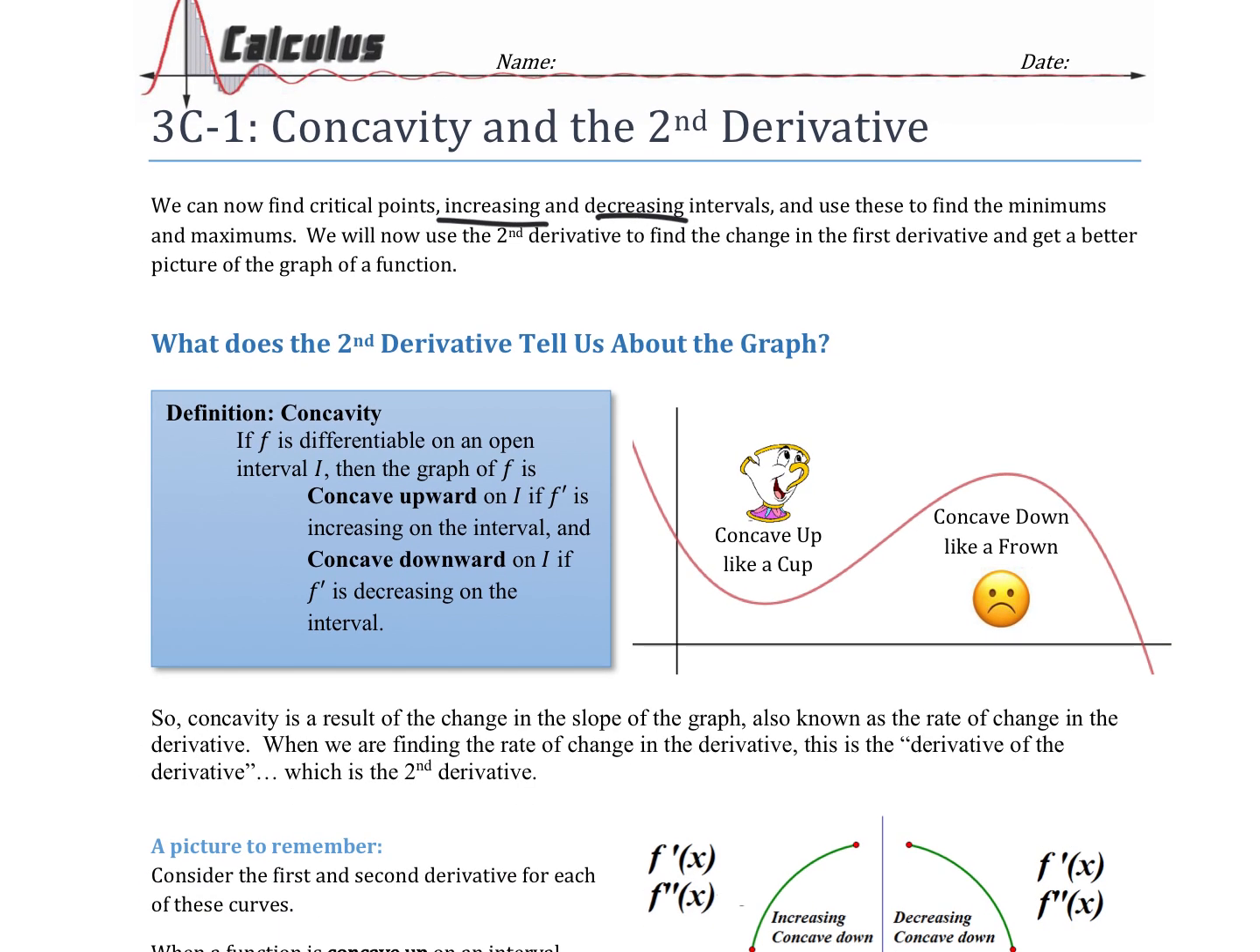Every function can be increasing and decreasing, and it also has what we call concavity. If something is scooping up like a cup, like if it rained, it would catch water, then we call that concave up. If something is bending down like a frown, we call that concave down. If it rains, it's not going to catch any water on that. So a function can be concave up or concave down on an interval.